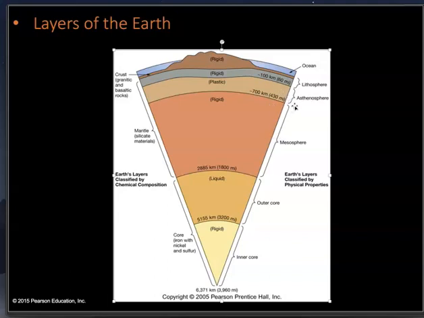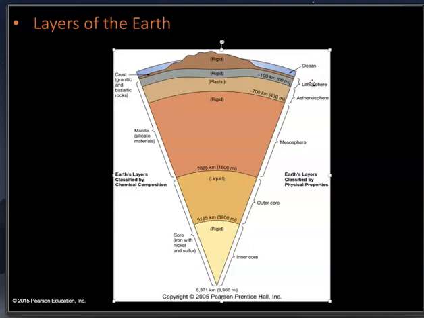Underneath the asthenosphere is something called the mesosphere. The mesosphere is part of the mantle, and it is solid. So we started at the lithosphere, which is solid. The asthenosphere is plastic. The mesosphere is solid. And then down into the core, the outer part of the core is liquid, and the inner part of the core is solid.